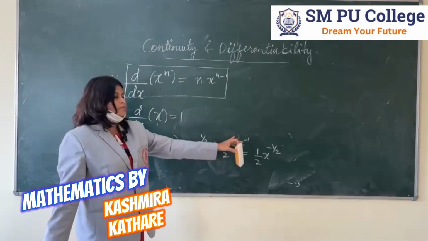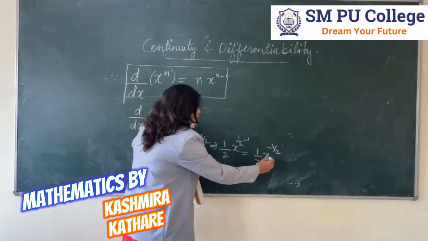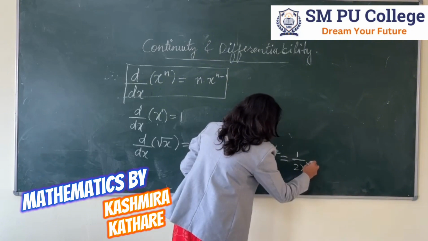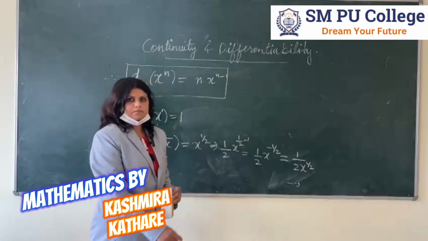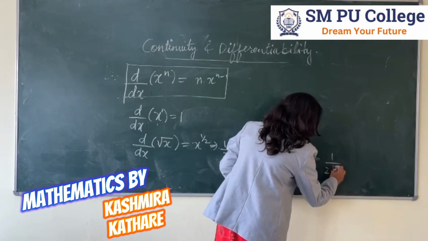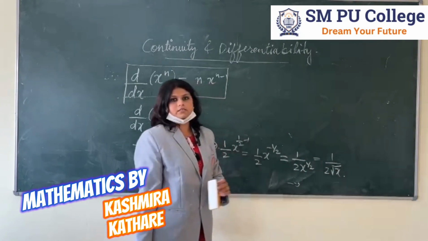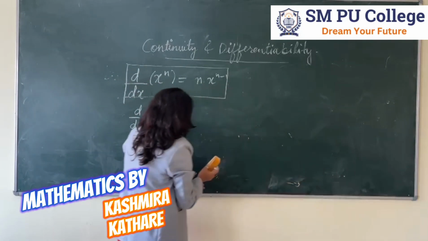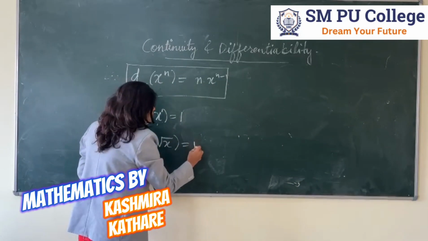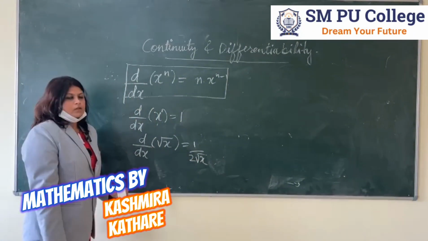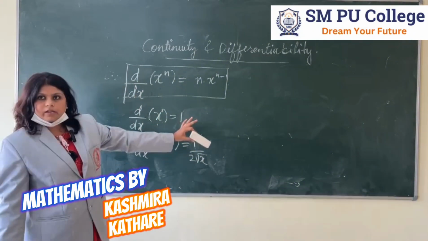Take LCM, you will get minus half. When you take that minus half to the denominator, it will be plus half again. Again that half value we will convert into root, that is x to root x. So simply, differentiation of root x is 1 by 2 root x. These three formulas are very important.